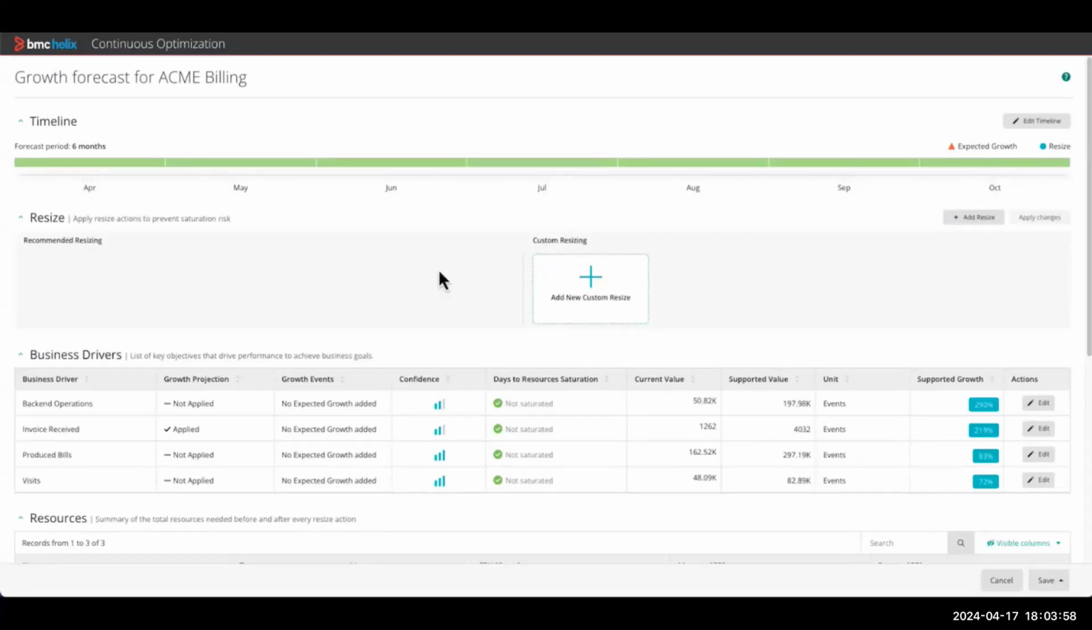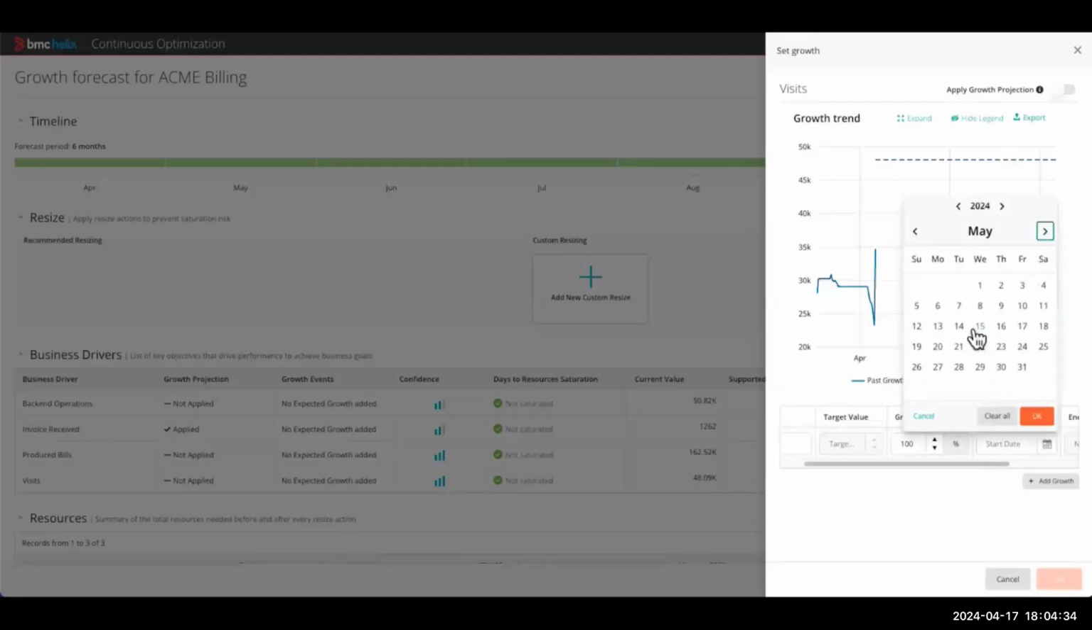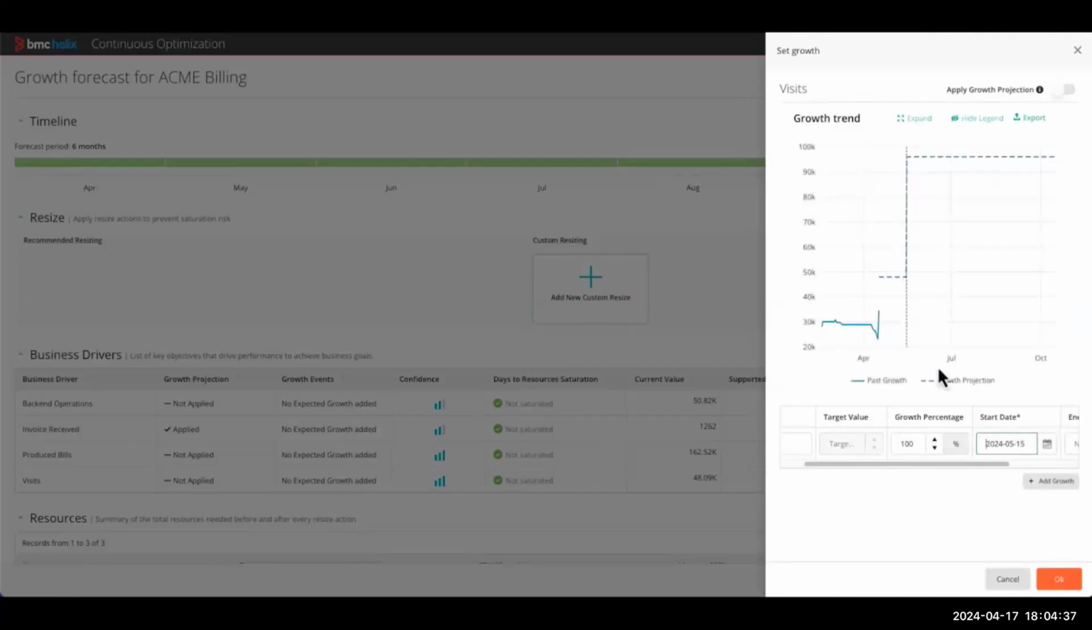So I see that right now we're in April, we're all good till October, that's fine. But what I can do is I can look at each one of these business drivers and I can say, show me what it's going to look like if the number of visits grows by a certain percentage. So I can go into this business driver, click edit, and see a simulation. So let's say, I'm going to call this change, an annual sale, and I'm going to say, show me what it's going to look like if I have 100% growth starting on, I don't know, May 15th.